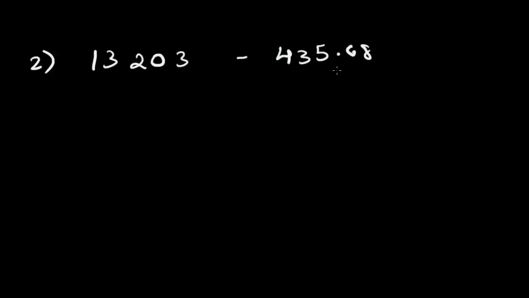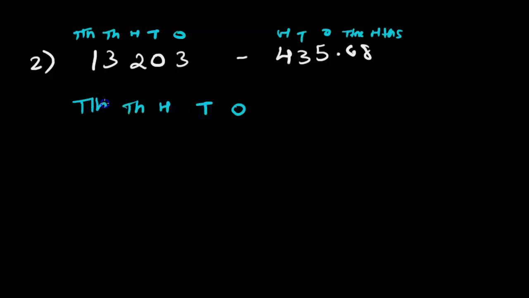Let's take another example for the sake of practice. 13,203 and 435.68. We put the place value chart first. Ones, tens, hundreds, thousands, 10,000. Here we have ones, tens, hundreds. After decimal we have tenths place. Then we have hundredths place. We put in the place value chart underneath it. 1,000, 10,000. After decimal we have tenths place. Then we have hundredths place.